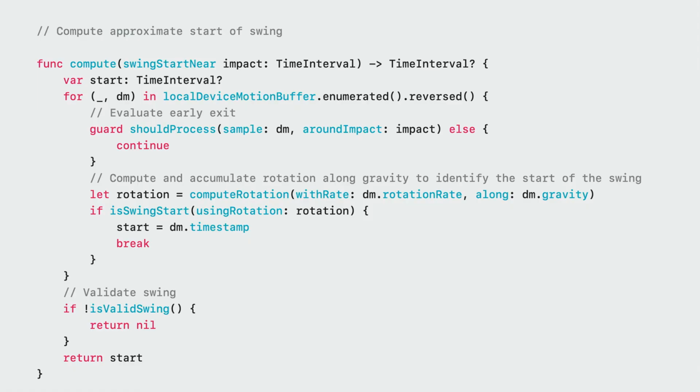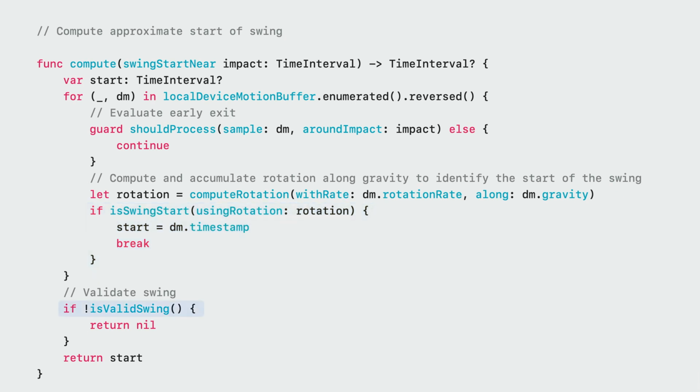It makes sense that the start of the swing doesn't occur more than a certain duration before it makes contact with the ball. For samples that pass my series of initial checks, I compute the rotation along gravity in my compute rotation function, which sums the product of each axis rotation rate and gravity values. With rotation along gravity computed, I can start looking for the start of the swing. A simple swing start check might look for the consistent failure of the rotation rate along gravity to meet a threshold value. Once I stop seeing rotation rate along gravity meet that threshold, I'll use that as the start time of the swing and exit out of the loop.